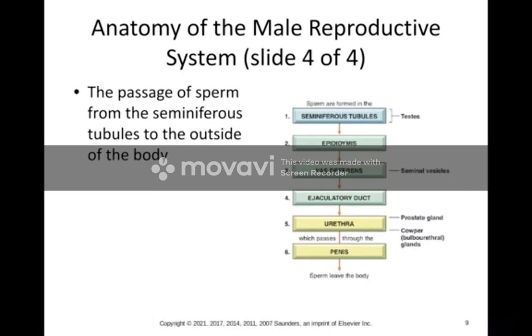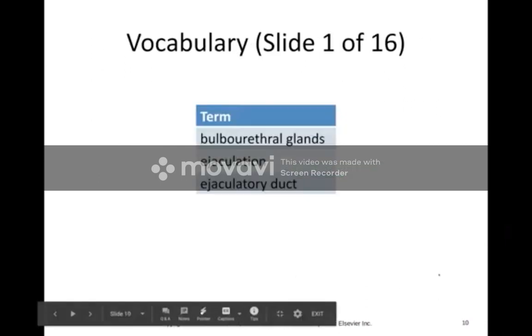So the route or passage of sperm from the seminiferous tubules to the outside of the body. They're formed inside the tubules, which are inside the testes. They go out to the epididymis, in through the vas deferens, past the seminal vesicles, to the ejaculatory duct, then meeting there in the urethra, near the prostate gland and the Cowper glands, and then that passes through the penis where they leave the body.